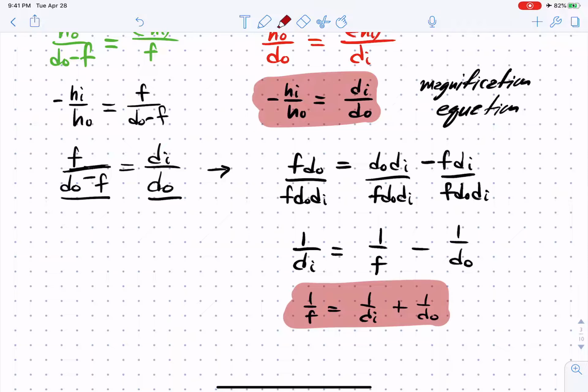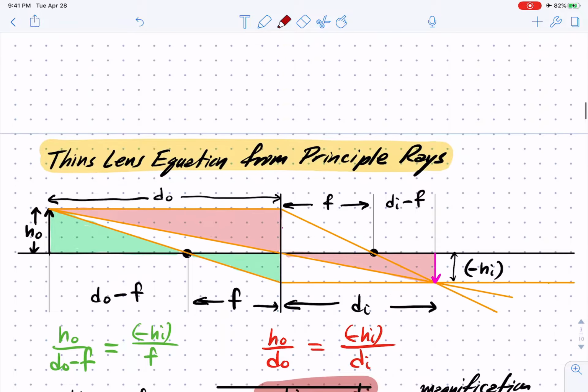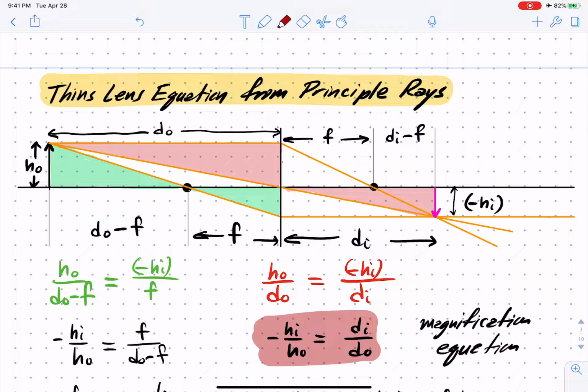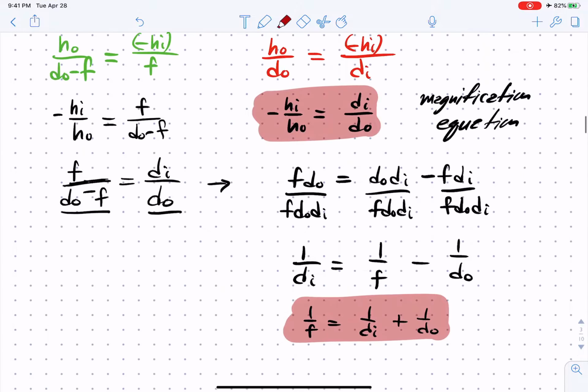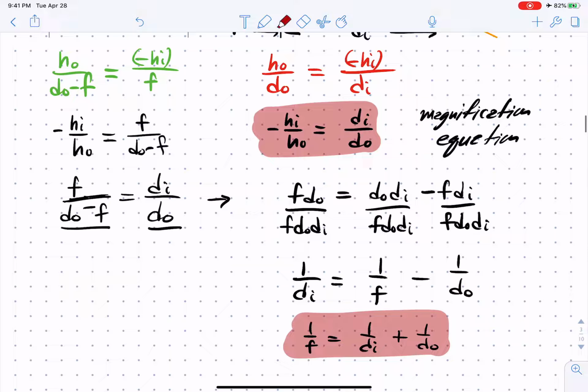Okay, so remember what we did? We constructed this diagram using the principal rays. So it's a geometric construction of where the image is. But then by using similar triangles, and with a bit of algebra, we were able to show that the thin lens equation has to be true. So that's a nice result.